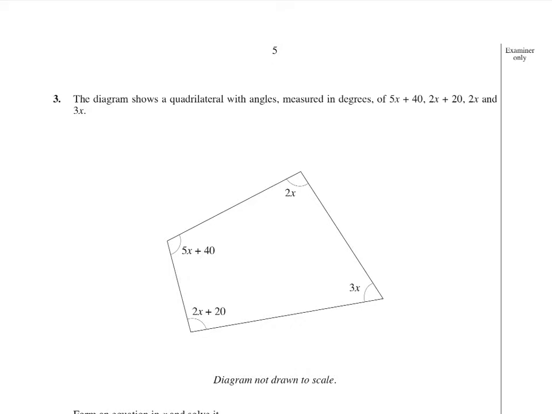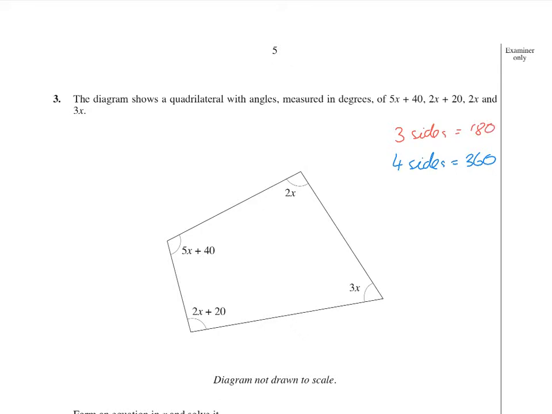For this question, you need to know something about a four-sided shape. Four-sided shapes with four angles all add up to 360 degrees. So 4 sides equals 360. The other one that you should know is that if it had 3 sides, i.e. a triangle, 3 sides is equal to 180.